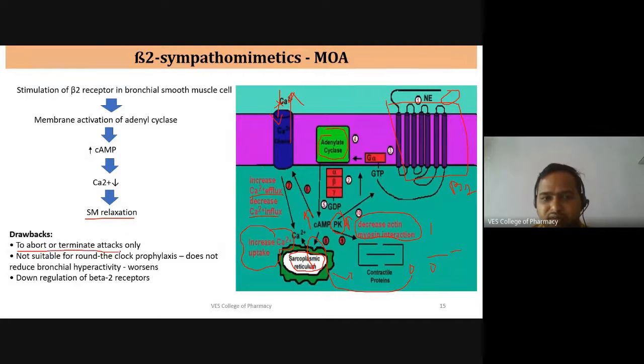To abort or terminate an attack only. As we know, smooth muscle contraction occurs due to what? Because of chemical mediators. So whenever we are taking the beta 2 agonist, what are we getting? We are only getting symptomatic relief. We are not terminating the attack. We are just treating the symptom.